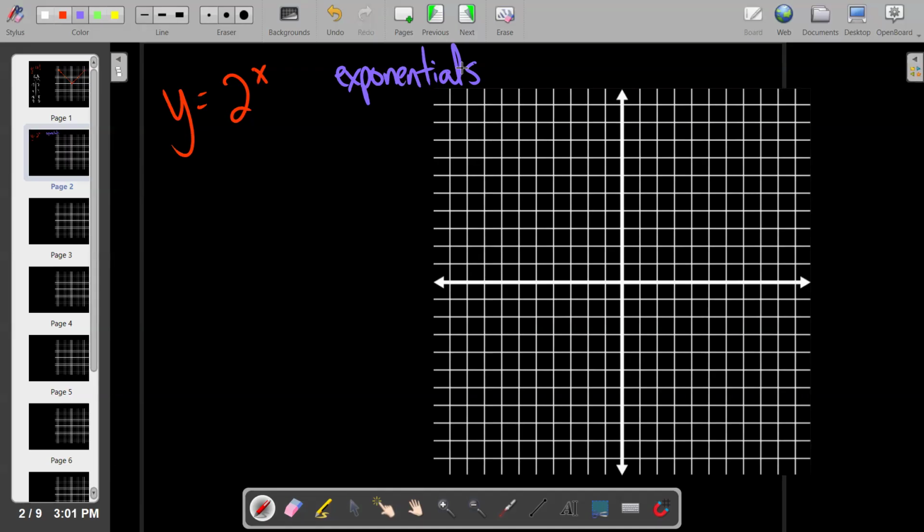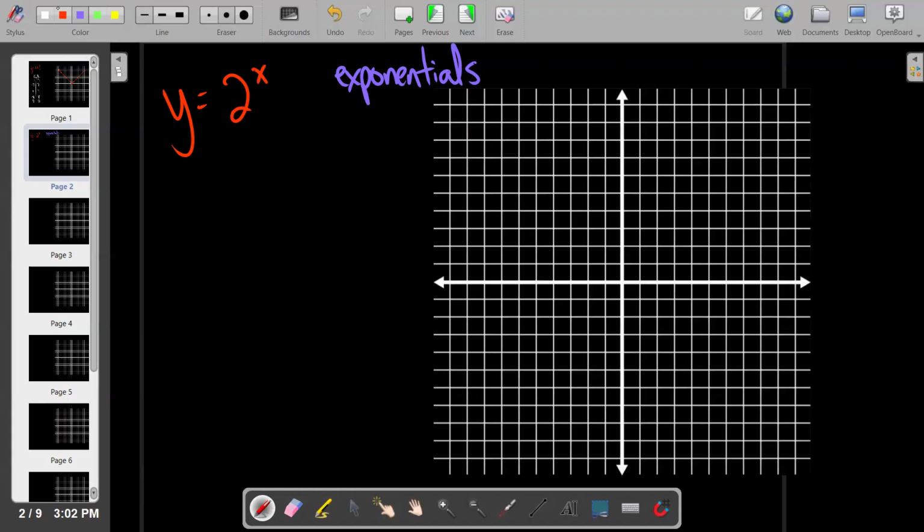What does it mean to be exponential? What is my exponent? It's my variable. So let's understand that the definition of an exponential function is not x squared. That's called a power function. Exponential is when the variable is in the exponent. So this family is called exponentials.